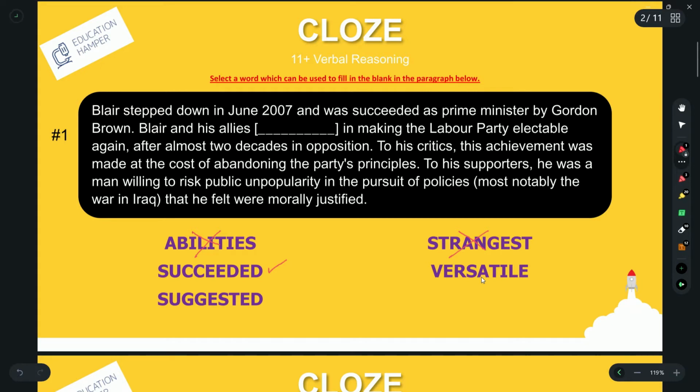Blair and his allies versatile in making that again. Allies and versatile together don't seem to go, so that doesn't seem the correct one. Blair and his allies suggestible in making the Labour Party electable again. Again, allies and suggestible, that seems to be not quite correct. So the best answer we have here is succeeded.